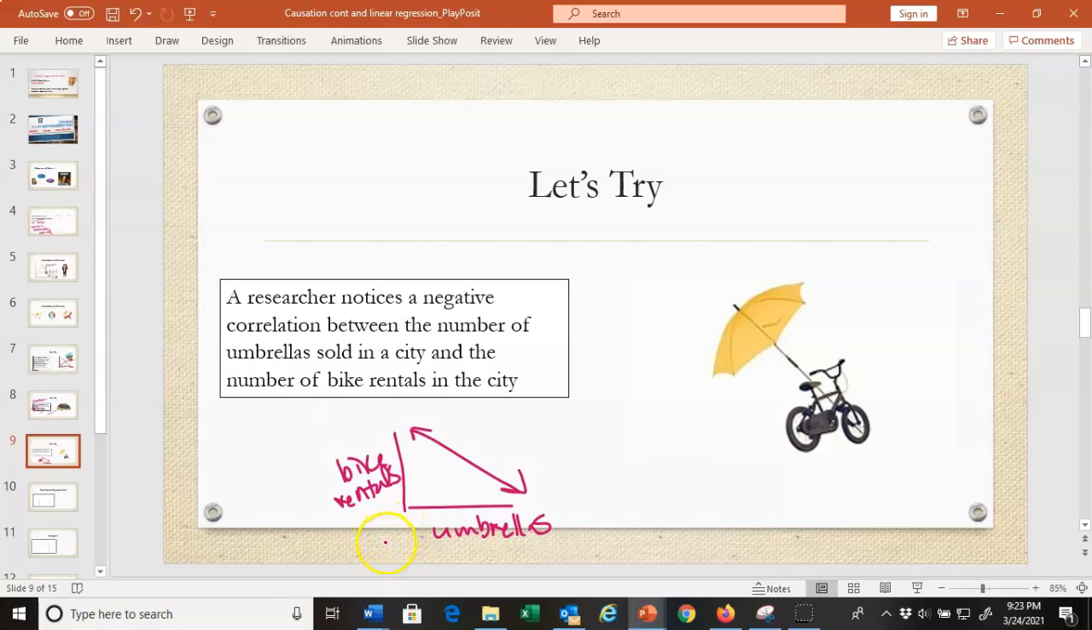The more it rains, the more people buy those umbrellas, and the less likely they're going to want to ride that bike. We could probably debate this all day and think of some lurking variables, but I think that's most likely what's happening here.